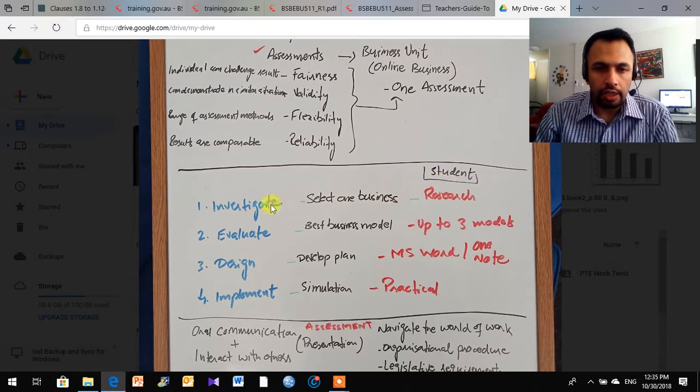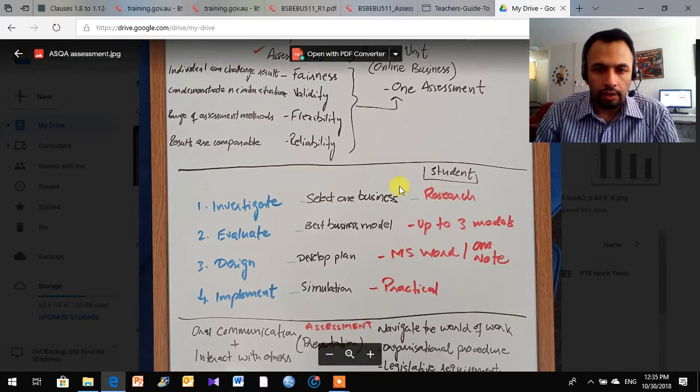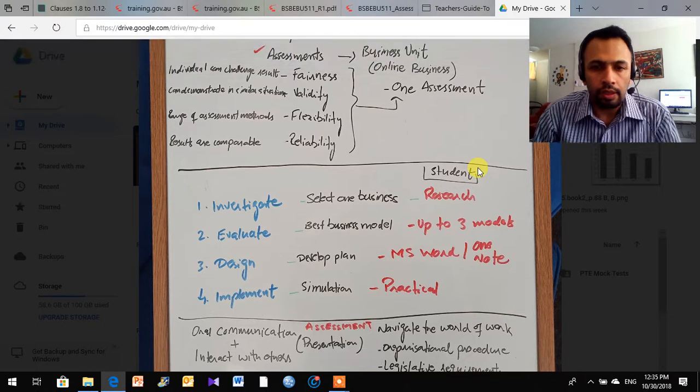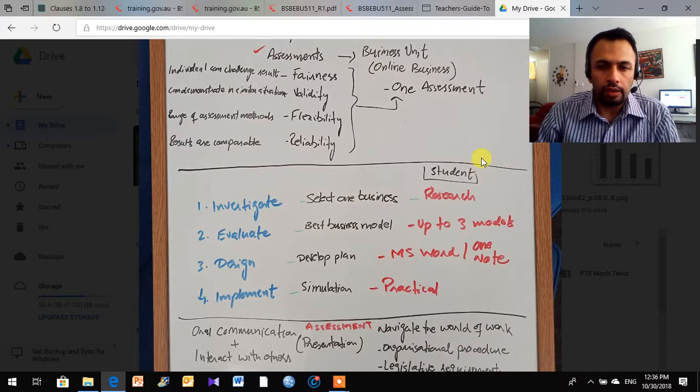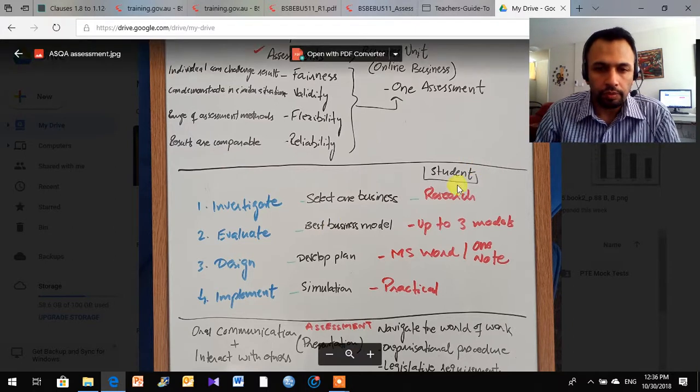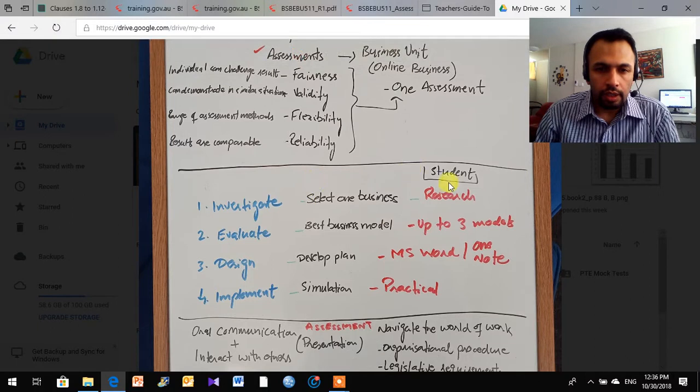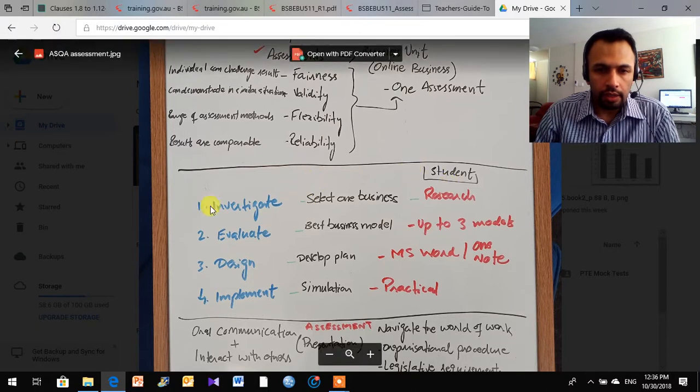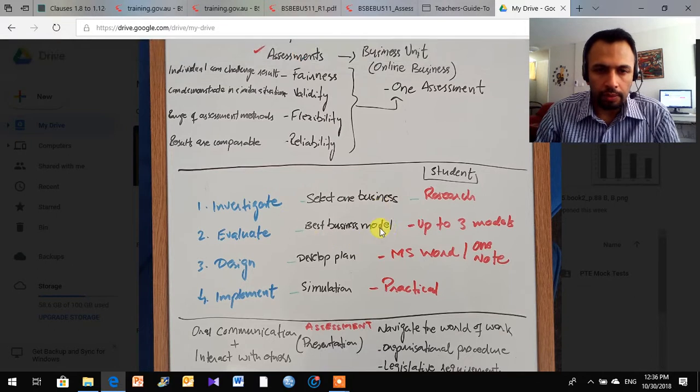It will also investigate the current value chain, the supplier, the distributor, all these intermediaries that may come between the supplier and the final delivery of service. The student can evaluate that, investigate that, and then find out a business model that best fits in selling the tutoring business.